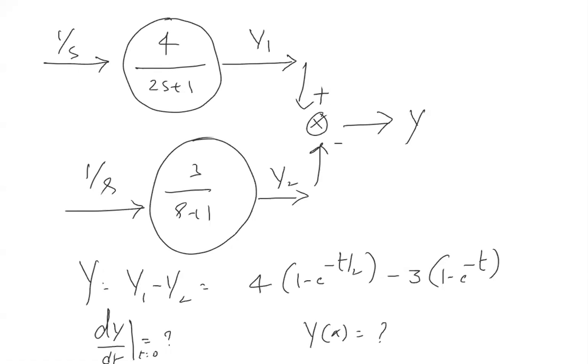dy by dt at time t equal to 0 is minus 1. What is y of infinity? 1. How do you draw this curve, y as a function of t?